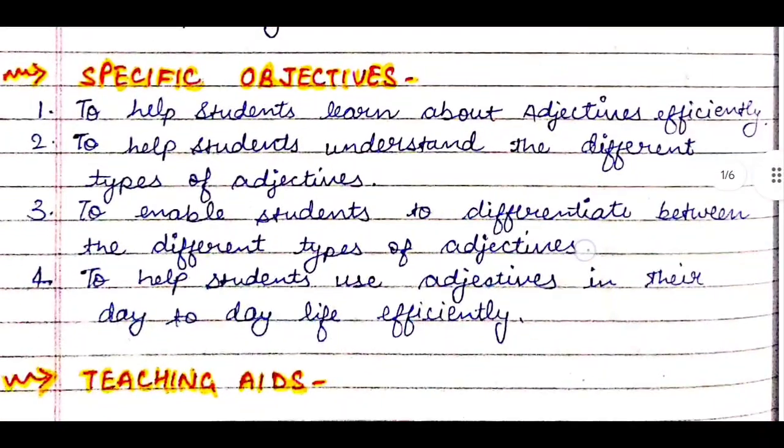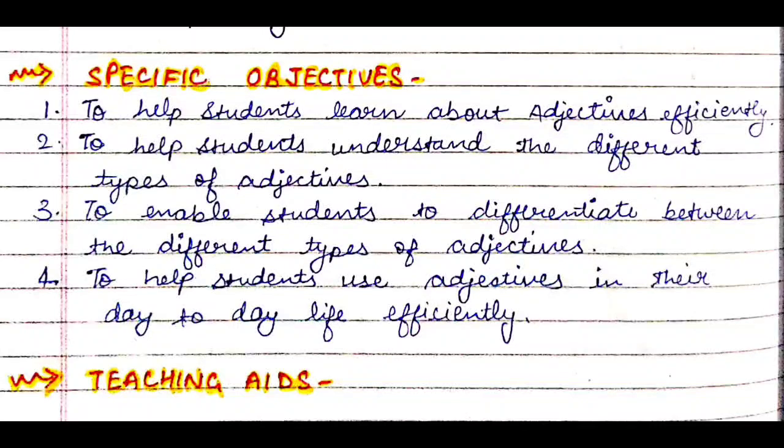After that comes the specific objectives, which are related to the topic that we are going to teach. So first one is to help students learn about adjectives efficiently. Second, to help students understand the different types of adjectives. Third, to enable students to differentiate between the different types of adjectives. Fourth, to help students use adjectives in their day to day life efficiently. So we write these specific objectives related to the topic that we are going to teach.